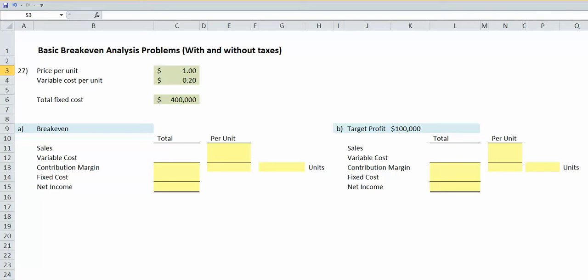In this video, we're going to take a look at basic break-even analysis problems, both with and without taxes. We'll begin with a basic break-even problem without taxes. First, we'll start picking up our per unit information.